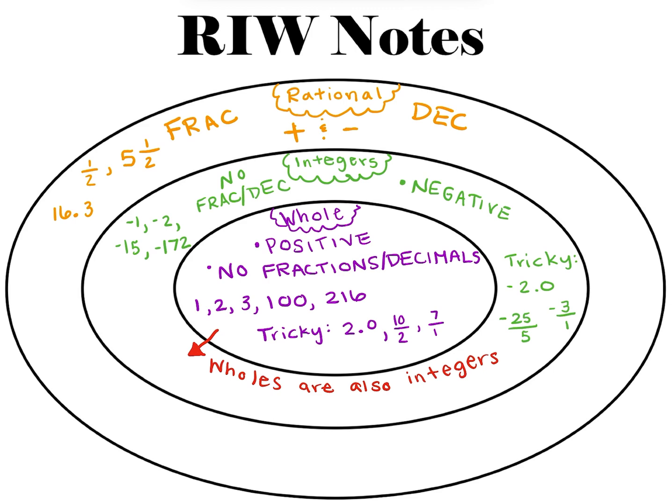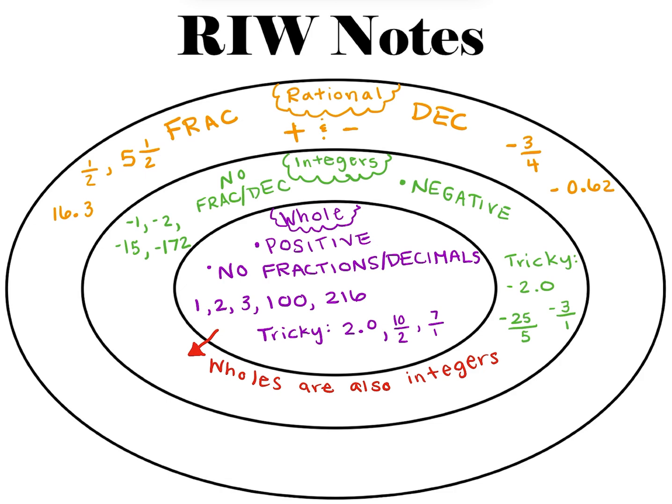We could even do negatives. We could do -3/4. So it's a fraction, it is automatically rational. Even though it's negative, it doesn't go in integer because integers have no fractions or decimals. We could have -0.62 because it has a decimal, okay? And there are really no tricks as long as it's a fraction or a decimal.